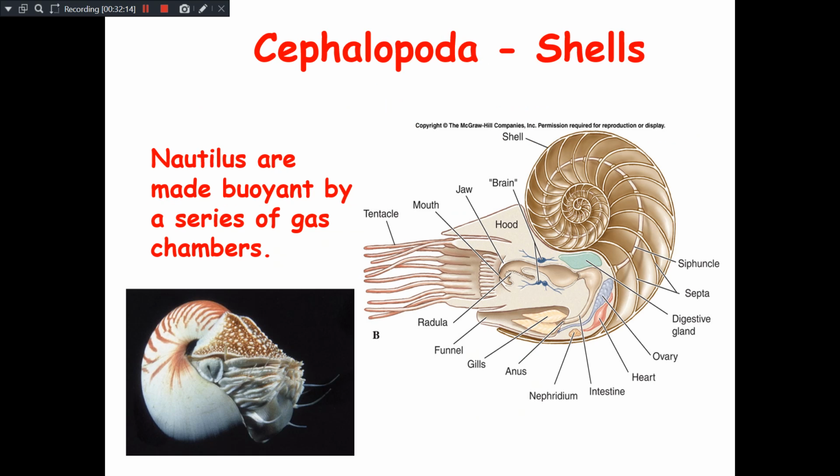Then coming to cephalopoda, the shells. If you look at an example, there is the nautilus. They are made up of a series of buoyant gas chambers. Here you can see inside, the series of gas chambers. This is the oldest part, and this is the newest part, and the smallest, and this is the last one, the largest. Inside which you can see the animal.